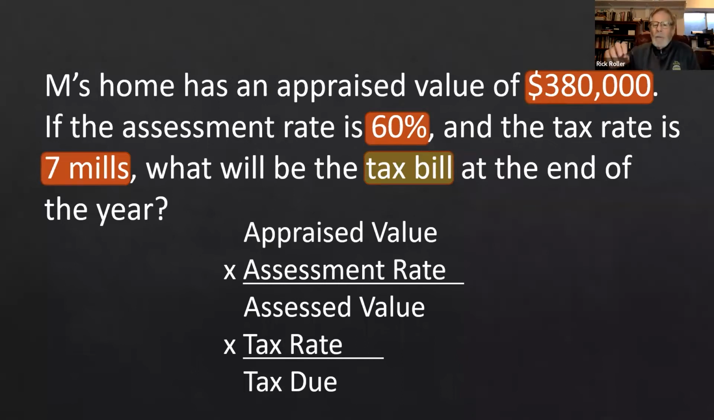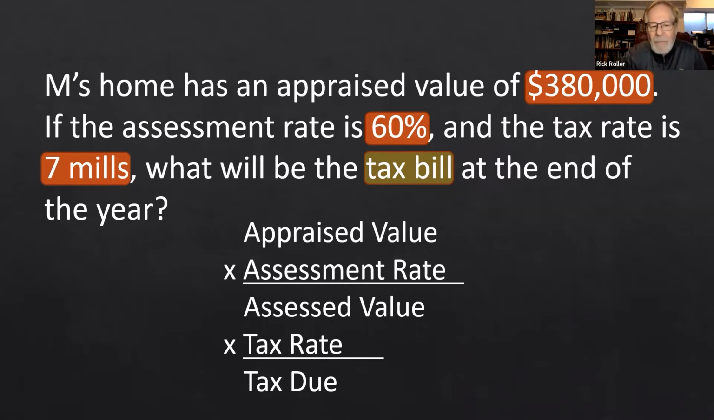Now, write this on your paper: 0.001, because decimal point 001 is 1 mil. See, 1 mil is 0.001. So what would 7 mils be? 0.007. So let's put the numbers in this equation.